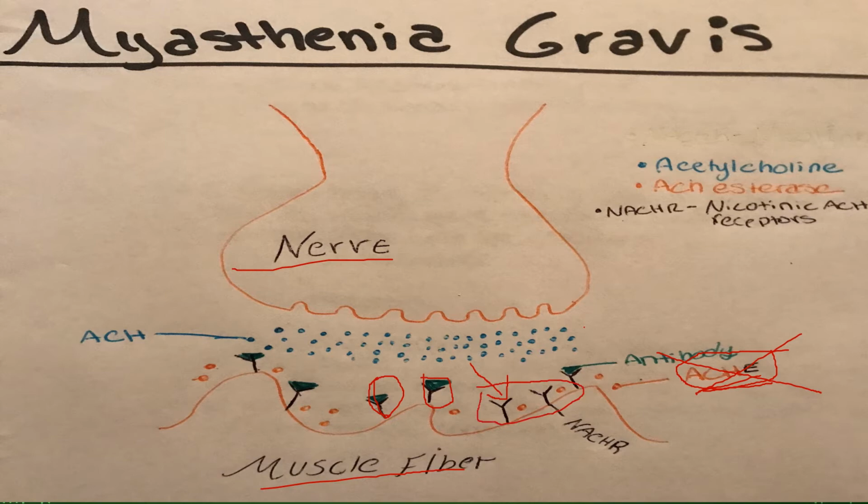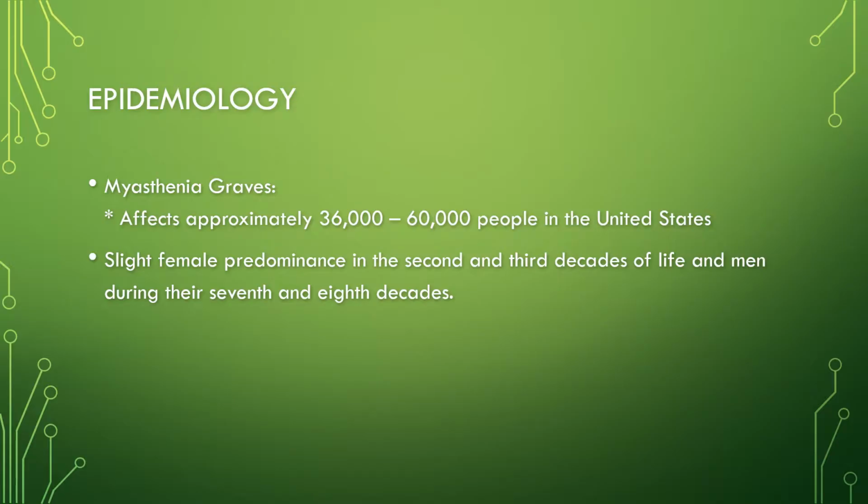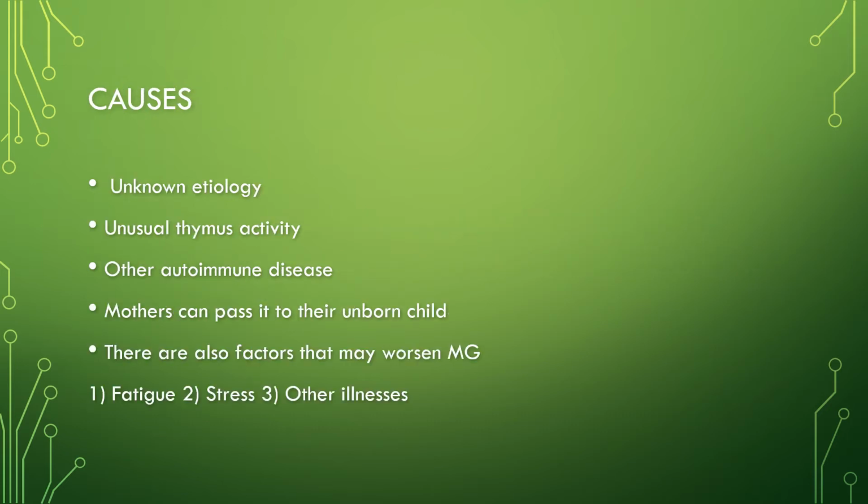receptor free. According to myasthenia.org, myasthenia gravis affects approximately 36,000 to 60,000 people in the United States alone. There is a slight female predominance, and usually they get diagnosed within their 20s and 30s, but men actually take the lead, and they can get it in their 70s and 80s.